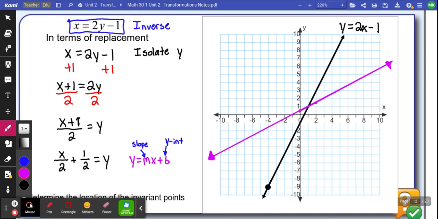Cool. Let's talk about visually what's happened. Because that purple graph is the inverse. It is what happens when you have x equals 2y plus 1.